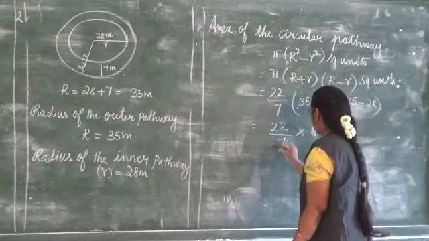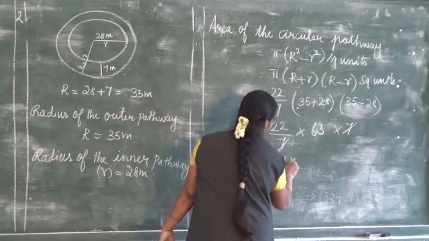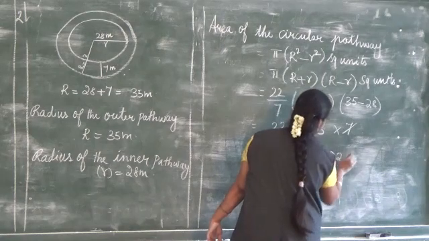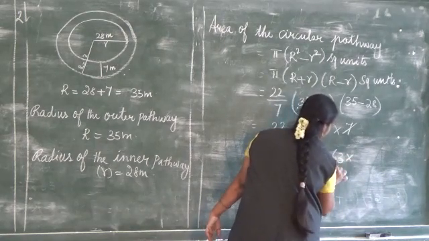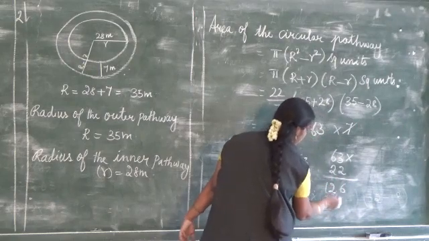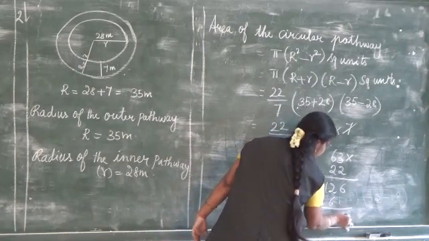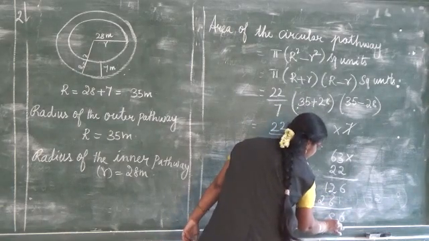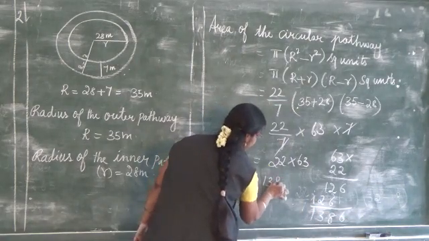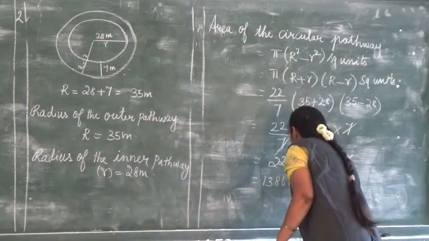So 7 will be getting cancelled. So 22 into 63. If you multiply 63 into 22, 3 2s are 6, 6 2s are 12, so we get 1386. So the unit they have given as meter, it is meter square.